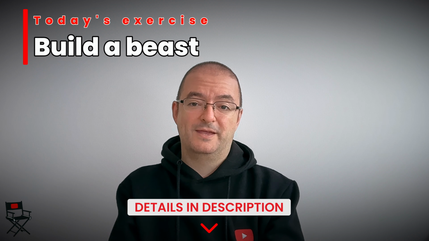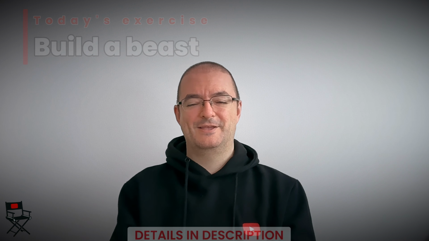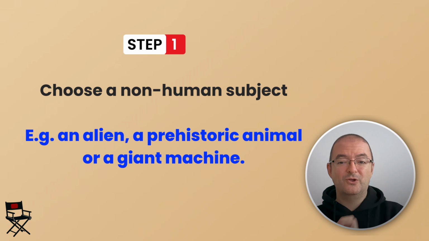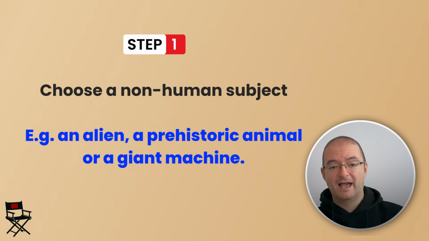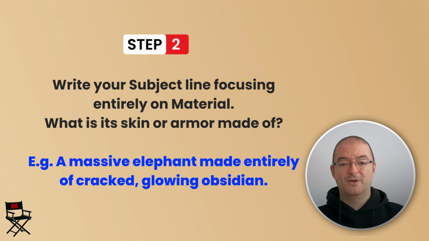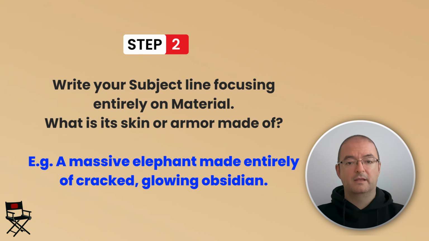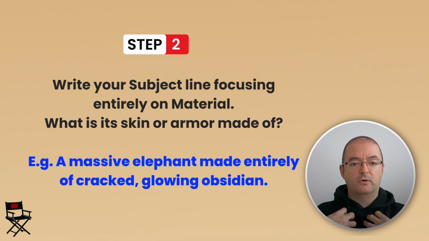Here's your exercise for today. We are going to play Dr. Frankenstein and build a beast. First, choose a non-human subject, an alien, a prehistoric animal, or a giant machine. Step 2. Write your subject line focusing entirely on material. What is its skin or armor made of?